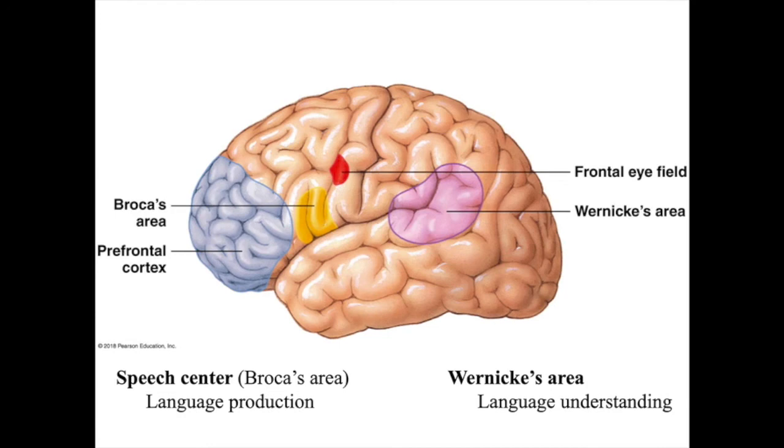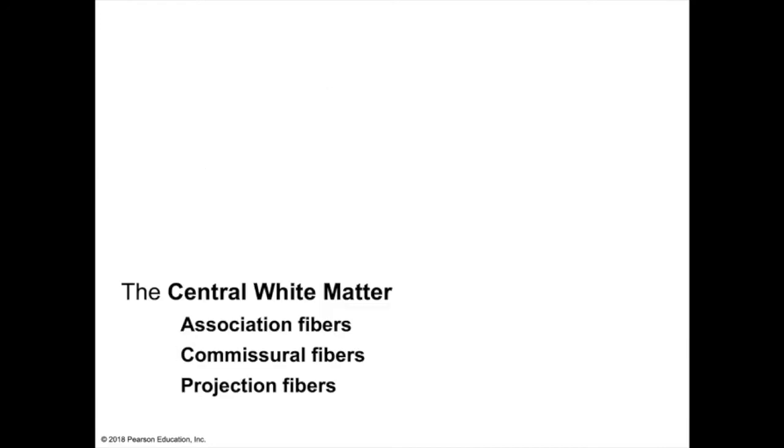So we spoke about gray matter. Now what about white matter? White matter is essentially the fibers, so we're talking about axons. And there are three types of fibers: association, commissural, and projection.